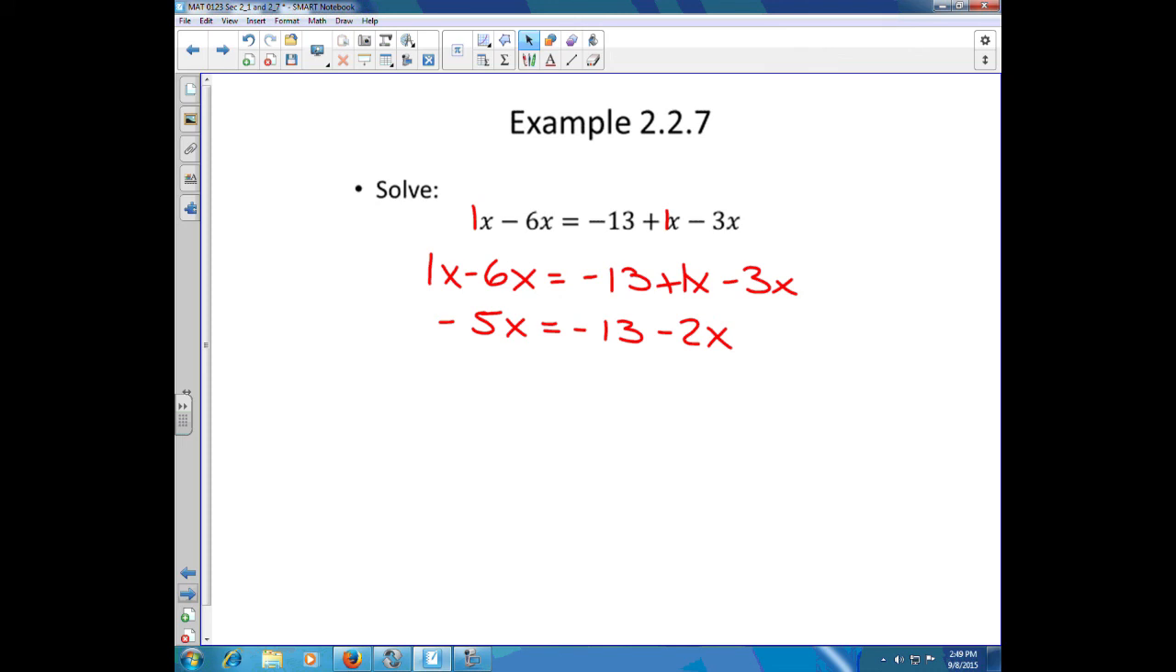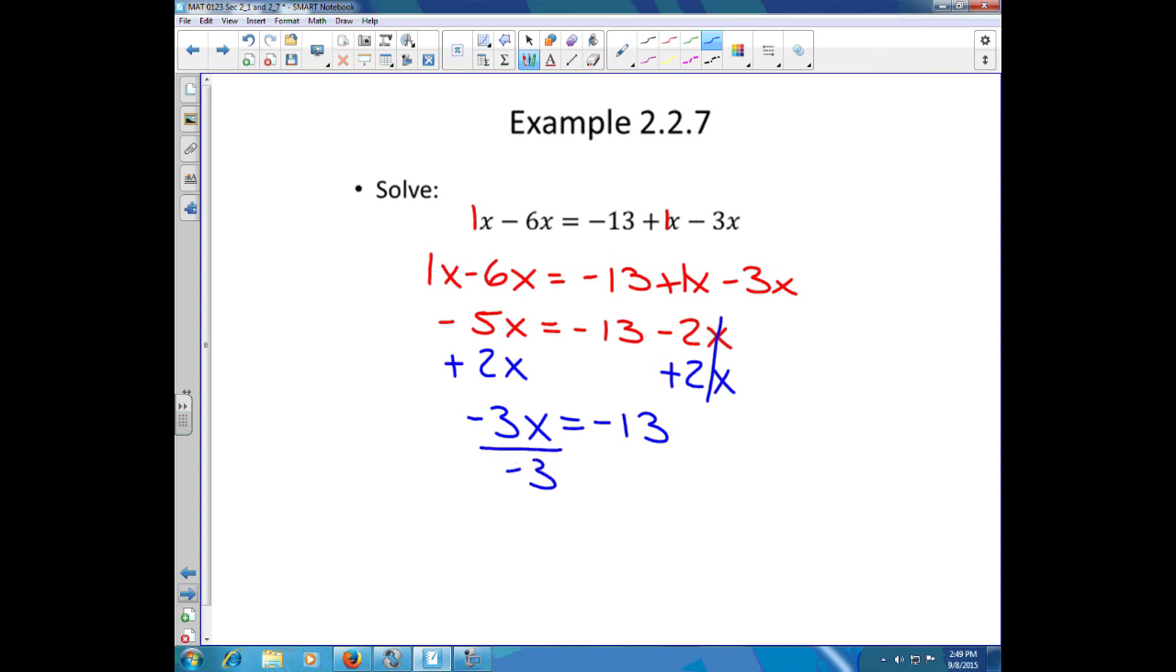So now we need to get x's on one side, numbers on the other. So let's add 2x to both sides. Plus 2x, plus 2x. Negative 5x plus 2x is negative 3x. And that's equal to negative 13. And then to get x by itself, we just divide by negative 3. And so x equals positive 13 over 3.